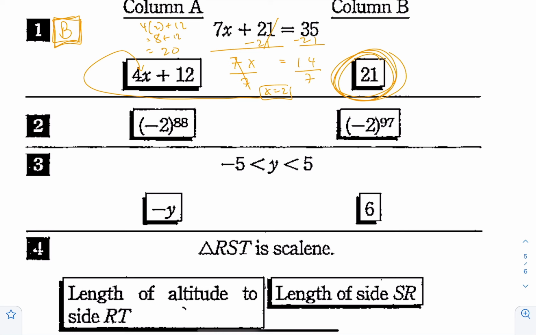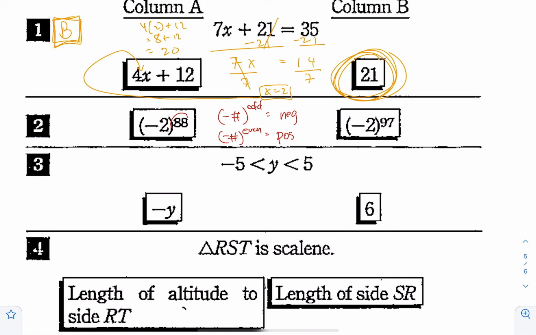Next, for number 2, you want to compare negative 2 raised to the 88th power versus negative 2 raised to the 97th power. You don't actually have to find the actual number. You just have to remember that when you have a negative number raised to an odd power, the answer will always be negative. Whereas when you have a negative number raised to an even power, because you have an even number of negative factors, all the negative signs will cancel out, and this will always be positive.